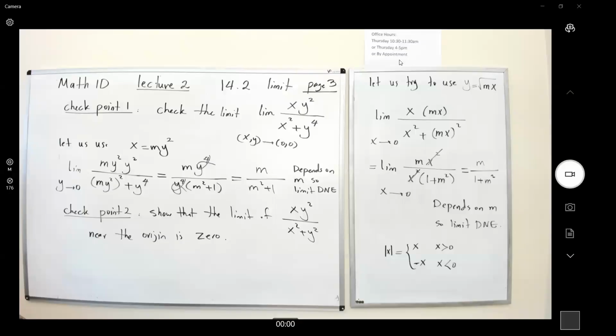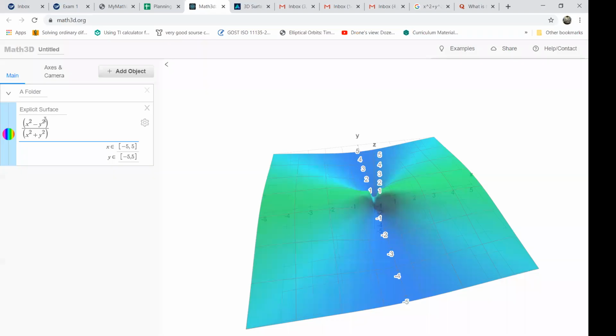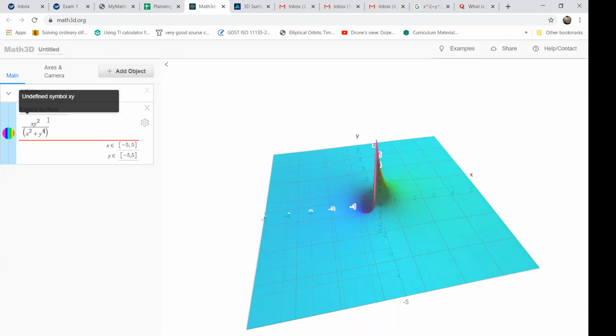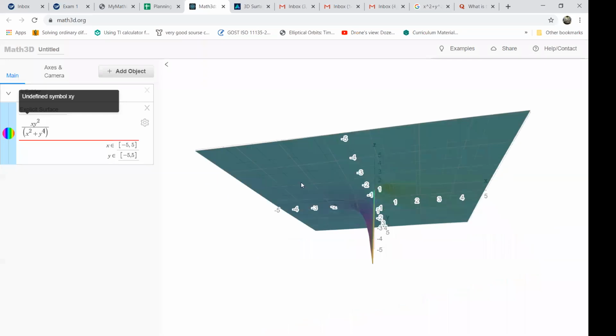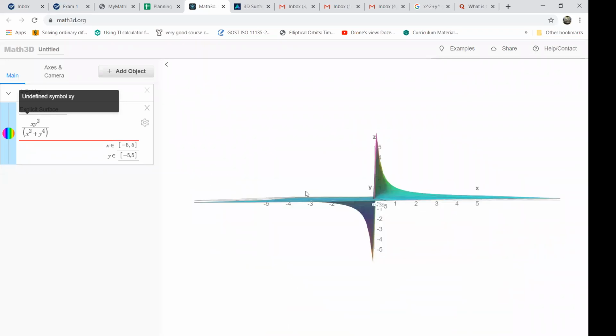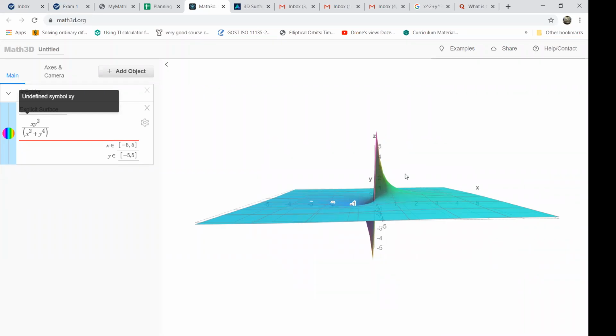Let us check the graph of this function. On the numerator, we have x y squared, and on the denominator, we have x squared plus y to the fourth. Of course, the limit doesn't exist at 0. You see, the function behaves crazily.